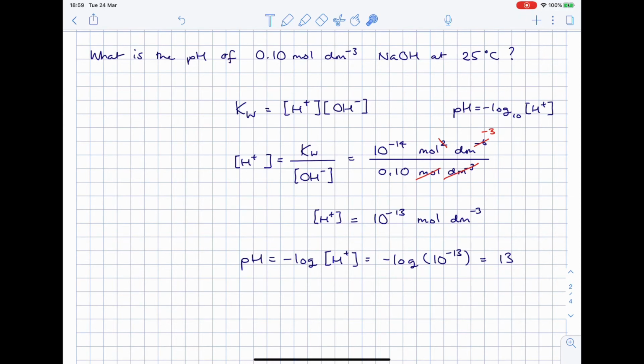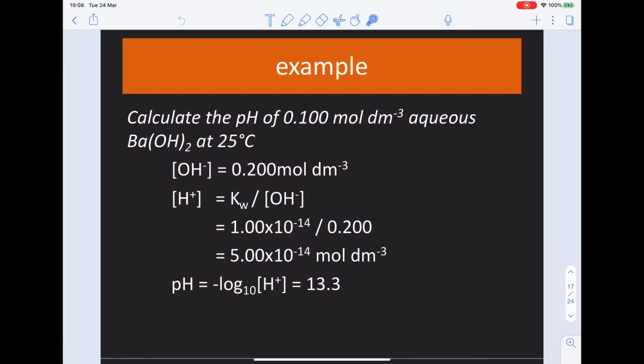So minus log of 10 to the minus 13 is 13. Here's another example. In this case, we've got a dibasic base or alkali. For each unit of barium hydroxide, there'll be 2 units of hydroxide ions formed in its ionization. It is still a strong alkali, so it fully ionizes. So if we have 0.1 mole per decimeter cube of barium hydroxide, there'd be twice as many moles of the hydroxide ions. Therefore the concentration will be twice as big as well.